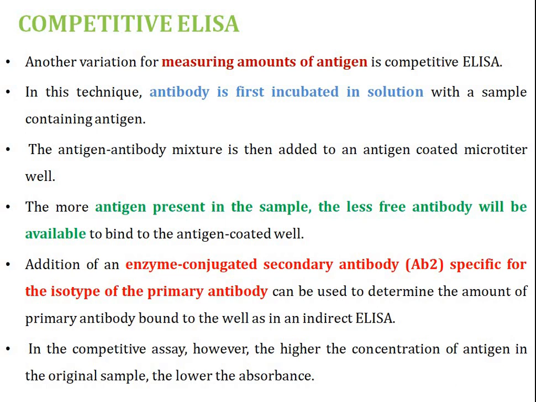Addition of an enzyme conjugated secondary antibody specific for the isotype of the primary antibody can be used to determine the amount of primary antibody bound to the well, as in an indirect ELISA. In the competitive assay, however, the higher the concentration of antigen in the original sample, the lower the absorbance.